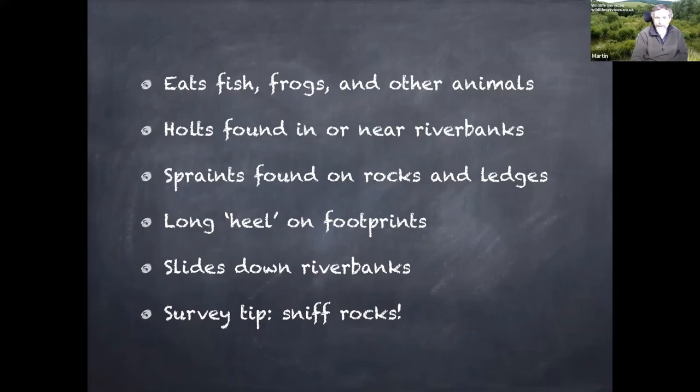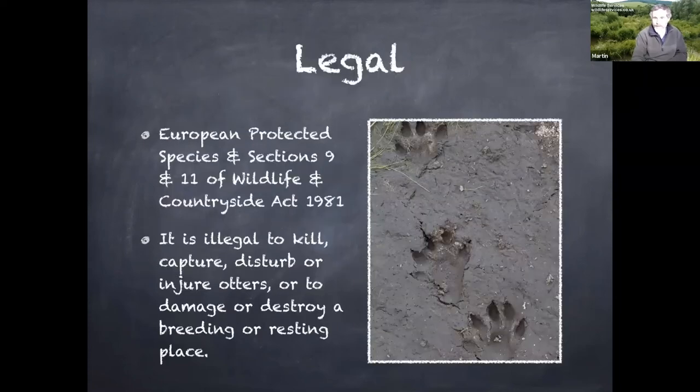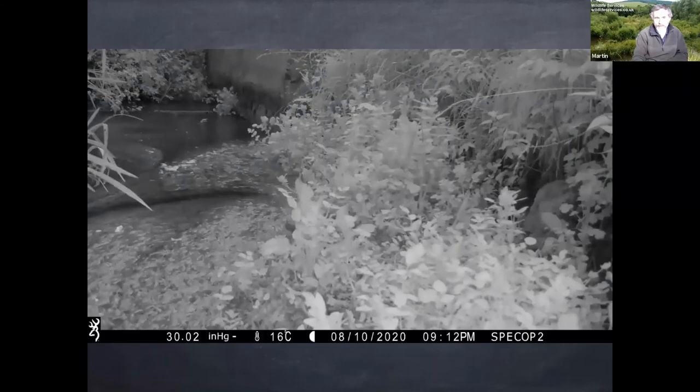They often slide down riverbanks. So if you find a slope down into a river, down through the bank, that may well be used by otters. So the survey tip for these ones is sniff the rocks. Look on the rocks in the streams, look under bridges, and you'll soon find otter spraints. Have a sniff. If it smells pleasant, then that's otters. That's a picture of the footprints, just to give you an idea of what they look like. They're protected under the Wildlife and Countryside Act, and they're a European protected species. And if you're lucky, you'll see something like this.